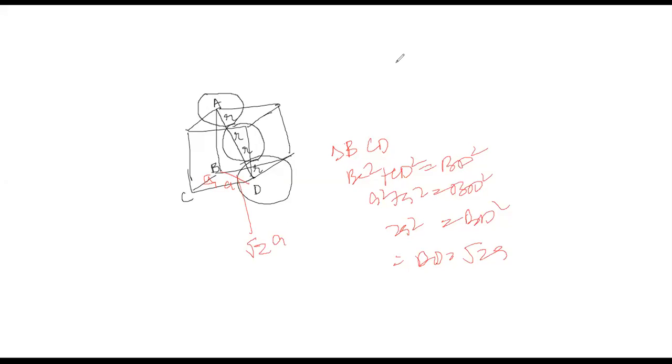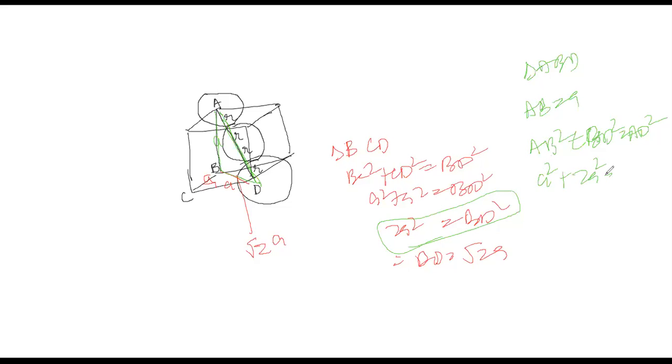Now if we think about another triangle, which is ABD, my dear students, this is your ABD triangle. In triangle ABD, your AB is equal to A. So you can write AB square plus BD square is equal to AD square, and your AB square is nothing but A square. Your BD square you have seen here, BD square is equal to 2A square. So A square plus 2A square gives you 3A square is equal to AD square.